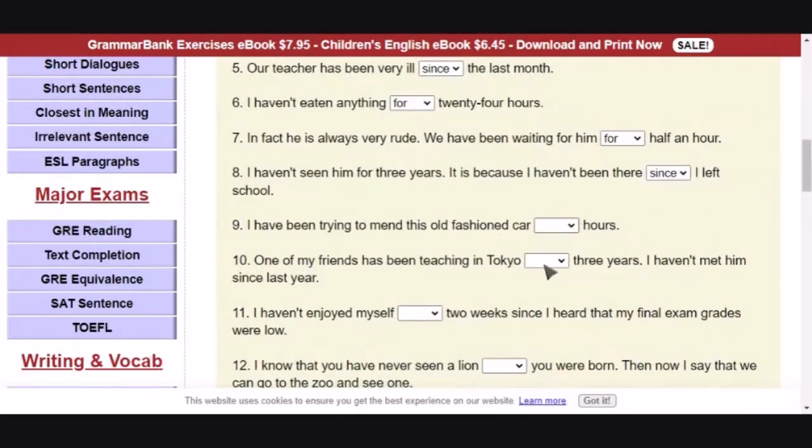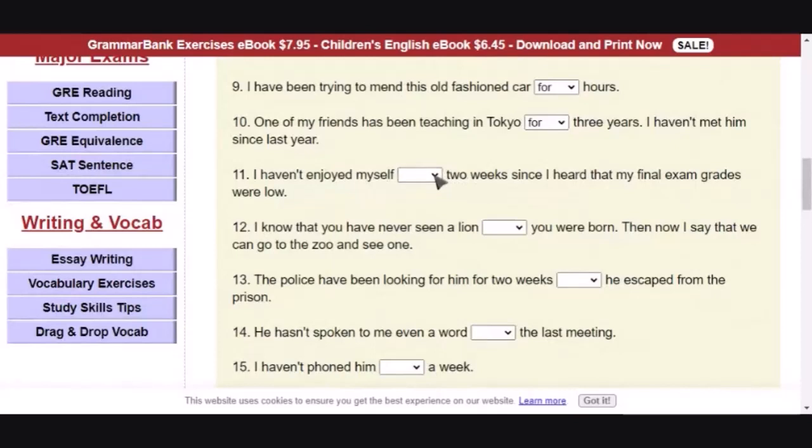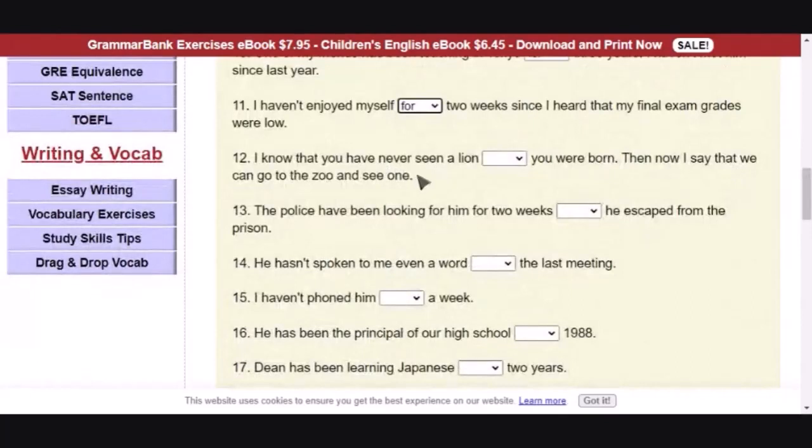I have been trying to mend this old fashioned car for hours. One of my friends has been teaching in Tokyo for 3 years. I haven't met him since last year. I haven't enjoyed myself for 2 weeks, since I heard that my final exam grades were low. I know that you have never seen a lion, since you were born. Then now I say that we can go to the zoo and see one.